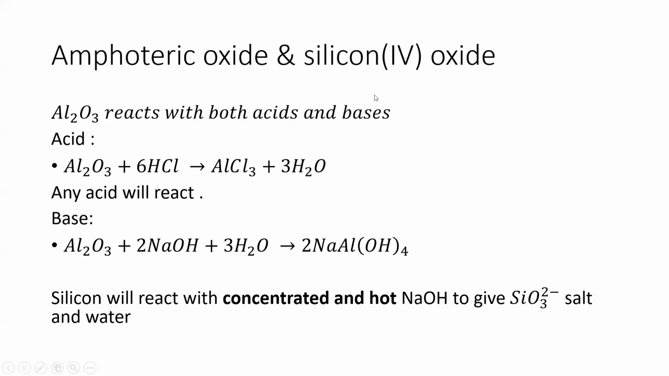Amphoteric oxide and silicon 4 oxide. Aluminum oxide reacts with both acids and bases because it has amphoteric qualities, and amphoteric means that it reacts with both acids and bases. So with acids, aluminum oxide will react with any acid. I just pick HCl because it's pretty simple to remember.